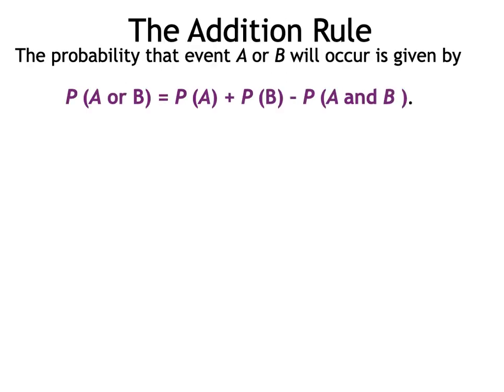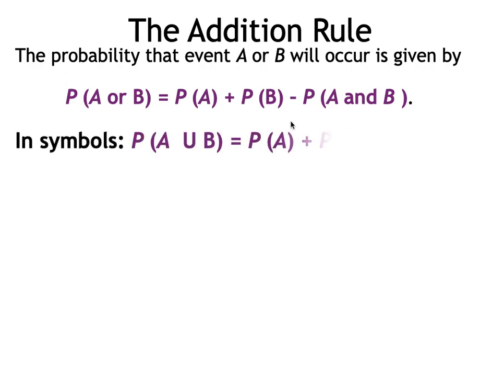Going back to our addition rule, let's expound on it. So the probability that event A, take note, or B will occur is given by the following. That is probability of A or B, indicated by the union notation, is equal to the sum of their individual probabilities, and we subtract the probability of their intersection. So in symbols, we have the probability of A union B is equal to the probability of A plus probability of B minus the probability of A intersection B.